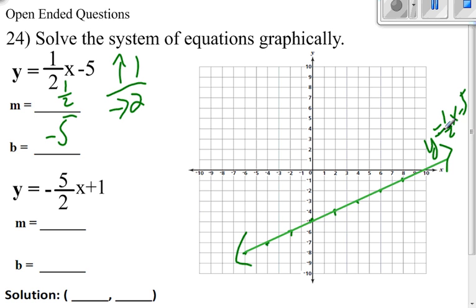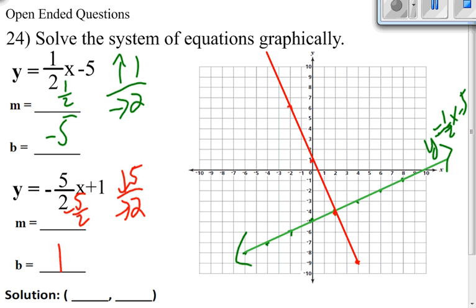Then the other one. The slope is negative 5 over 2 and the y-intercept is 1. So I start at 1 and go down 5 over 2, rise over run. That's where they intersect. Go the other way too. Get out your ruler and draw the straightest line you can. Arrows. Label it y equals negative 5 over 2 x plus 1. Circle the intersection, I think that's a good idea, and write down the coordinate: 2, negative 4.